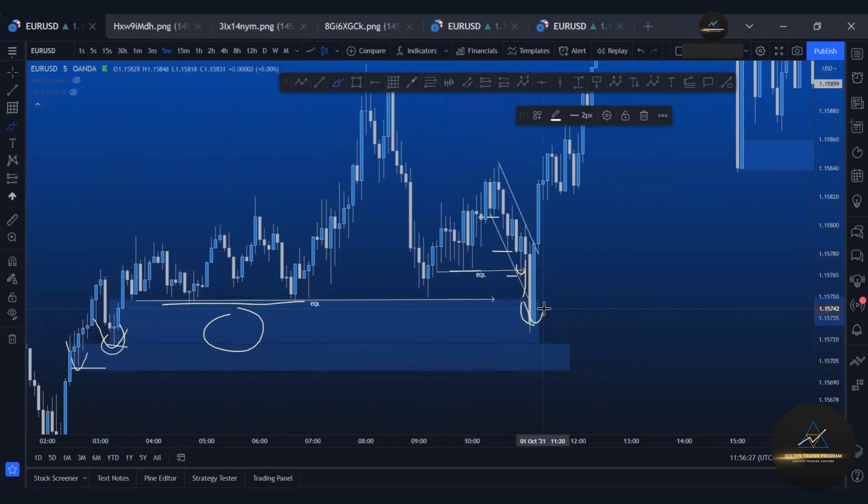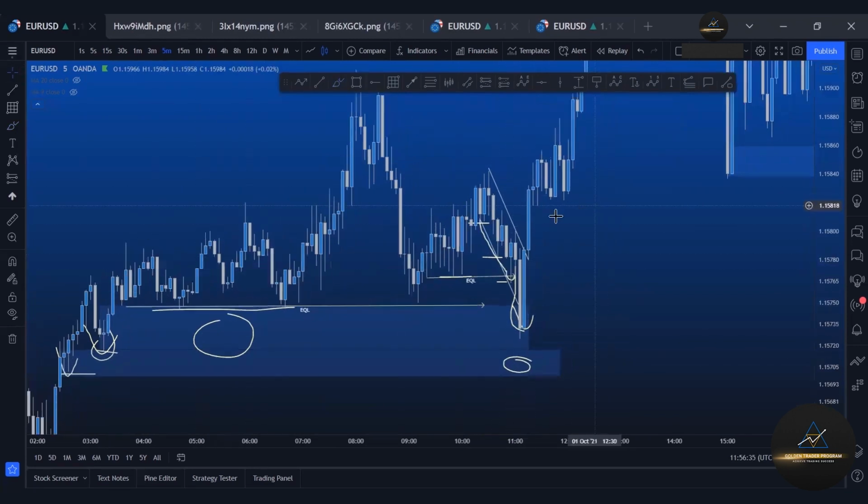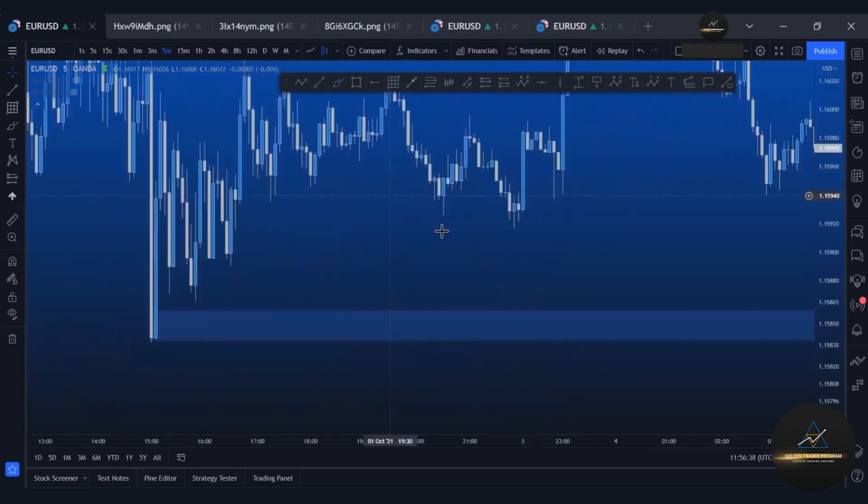So this would have been a good trade actually. Plan A. Plan B, most likely I'll cancel it since this pattern was here, which I didn't actually see before the video. Okay, so let's go to the next example.